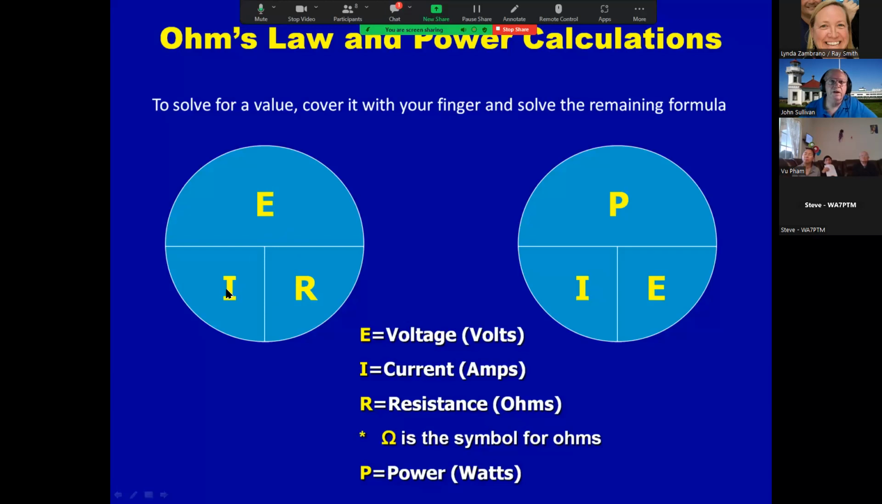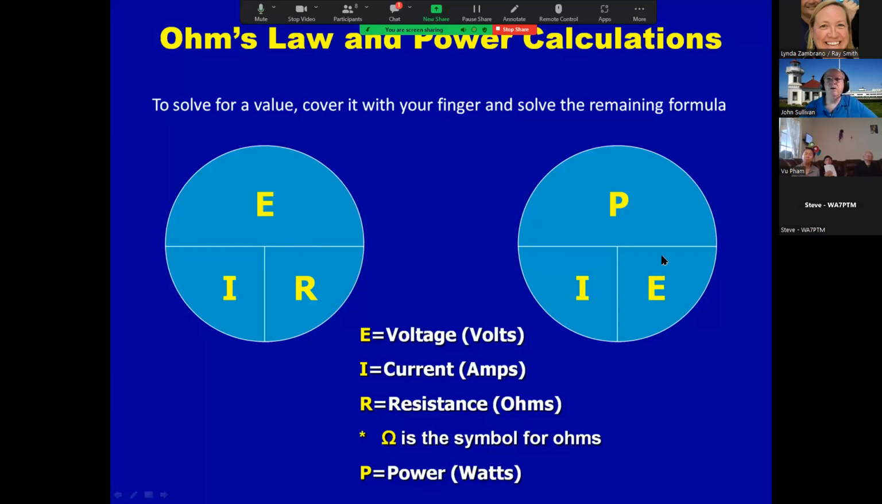Let's say I want to find current. I put my thumb over that, and what I see is E over an R. That means E divided by R. Similarly, if I want to find resistance, I cover the R and I see E over I. I know that I need to divide the voltage by the current.